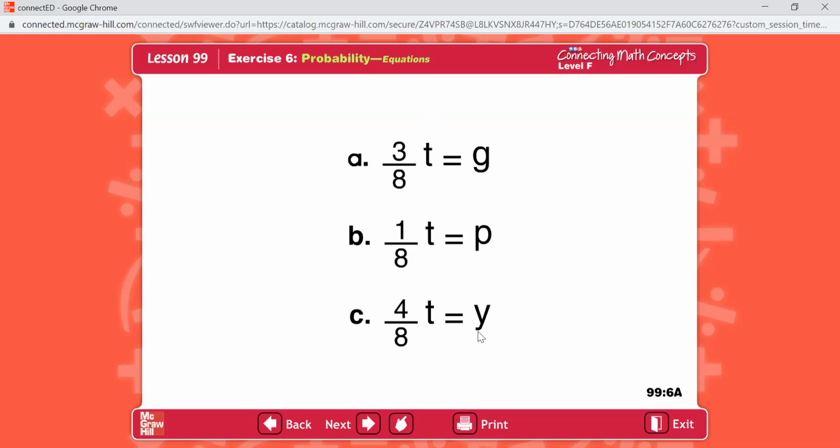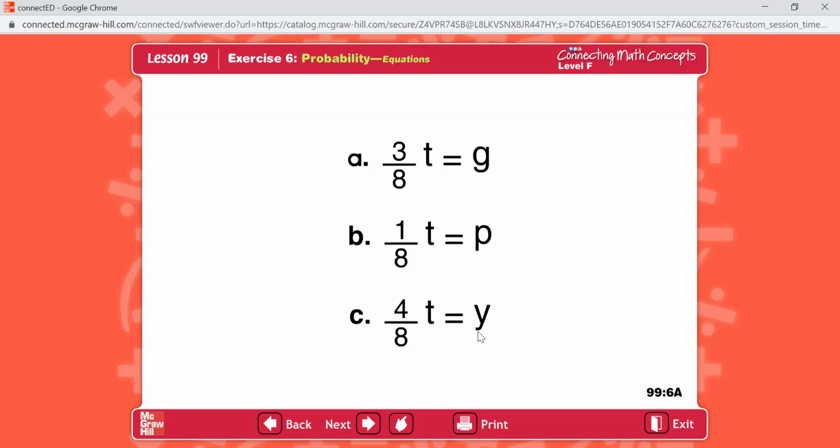Problem D, if you took trials until you pulled out 9 green marbles, how many trials would you expect to take? Pause the video now to work the problem. You started with the equation for green, 3/8 T equals G. You worked the problem 9 times 8/3, giving you the answer 24 trials.